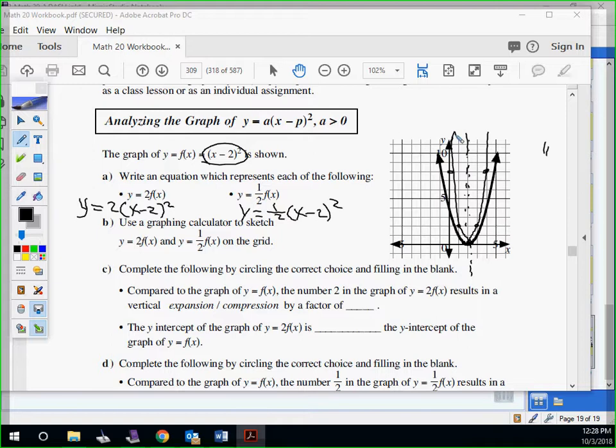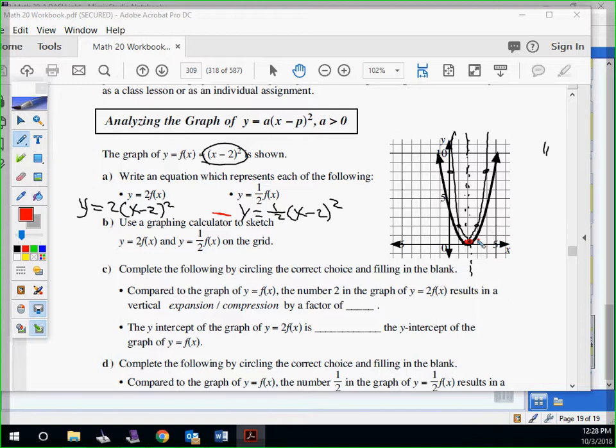Okay, if you do the 1/2, for this one we'll do the red. With the 1/2, if we put the 2 in, you still get the 0, so it still shares this spot. All of them go through that spot right there. Let's put in a couple of points here. This is 2, so I'm going to put in 3. 3 minus 2 is 1, 1 squared is 1, times 1/2 is 1/2. So it's going to be right there at 1/2.